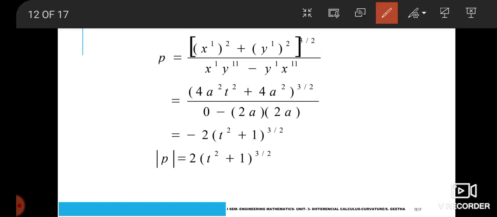Final value. Why I am using the modulus here is that radius of curvature can never be negative. So that's why I am using the modulus of rho. Always remember that the radius value never attains a negative sign.